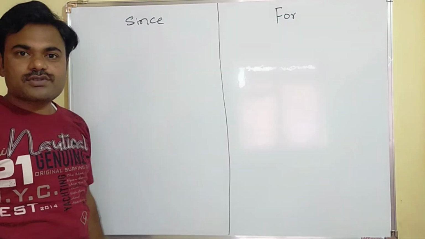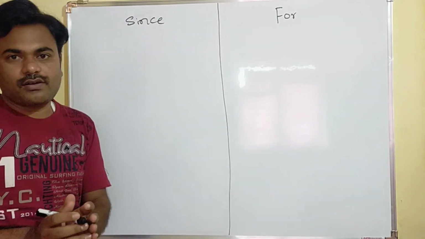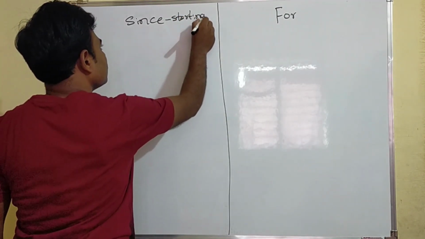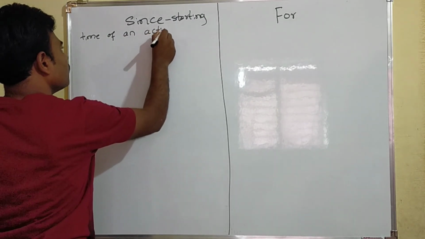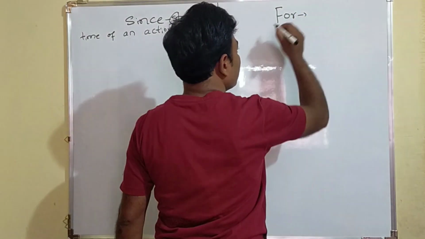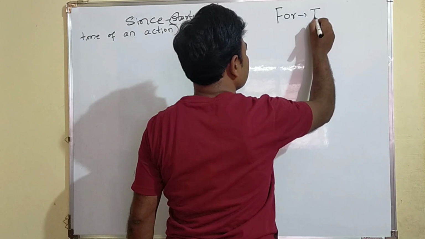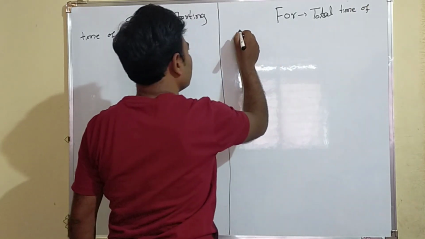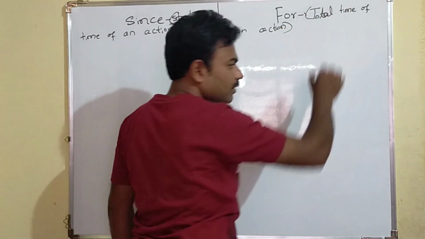So when we talk about since, since is used when we talk about the starting point of an action, the starting time of an action. But for is used when we talk about the total time of an action, the length of an action, the duration of an action. That time we use for. Total time of an action.